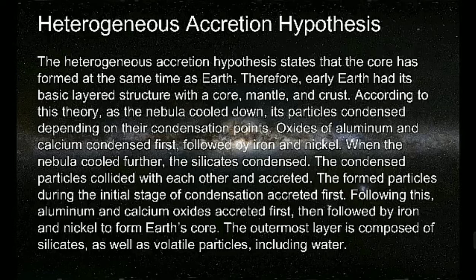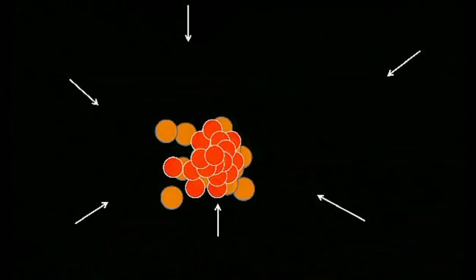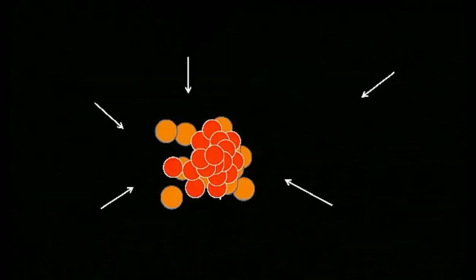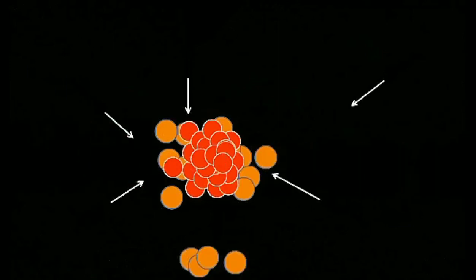When the nebula cooled further, the silicates condensed. The condensed particles collided with each other and accreted. The formed particles during the initial stage of condensation accreted first. Following this, aluminum and calcium oxides accreted first, then followed by iron and nickel to form Earth's core. The outermost layer is composed of silicates as well as volatile particles including water. Heteroaccretion. It is when the Earth accreted during condensation, forming a differentiated planet as it grew.